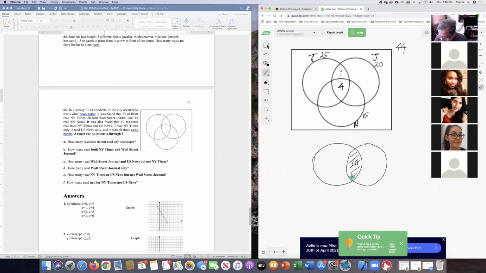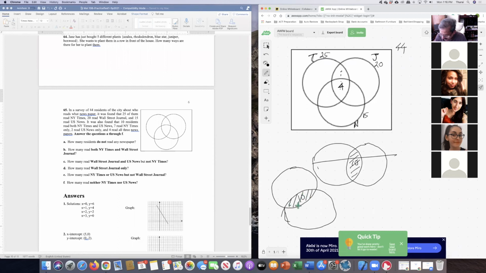Why, if it says New York Times and US News? Oh, I'm sorry, is that what it says? Sorry, I'm reading it wrong. The 10 read New York Times and US News. Sorry, that's not correct. This is New York Times, US News is down here. So all of this will be the 10.